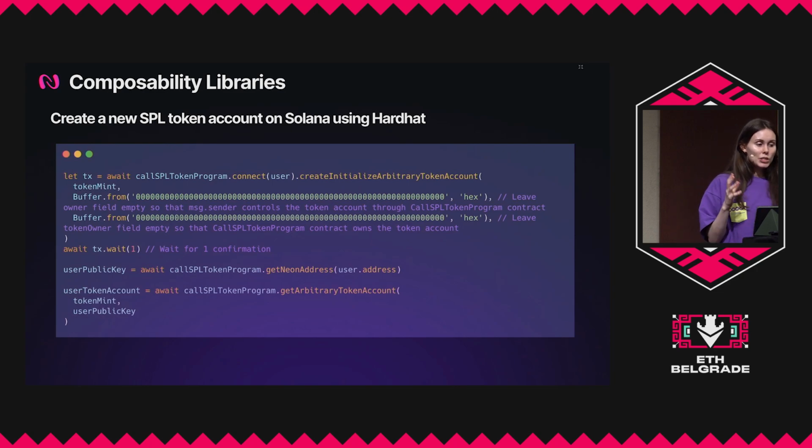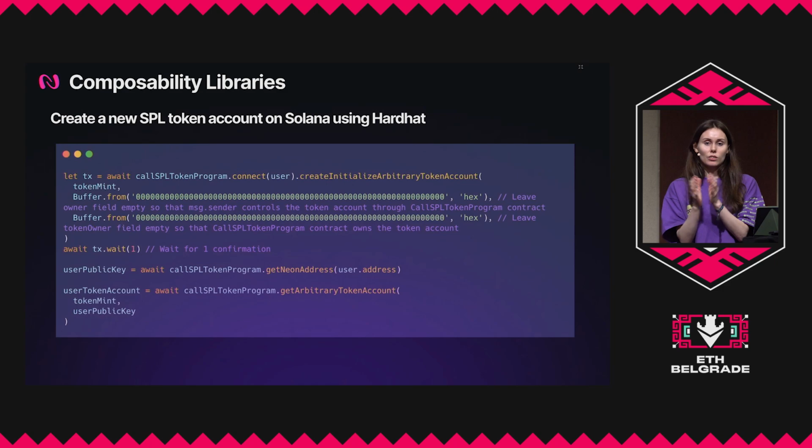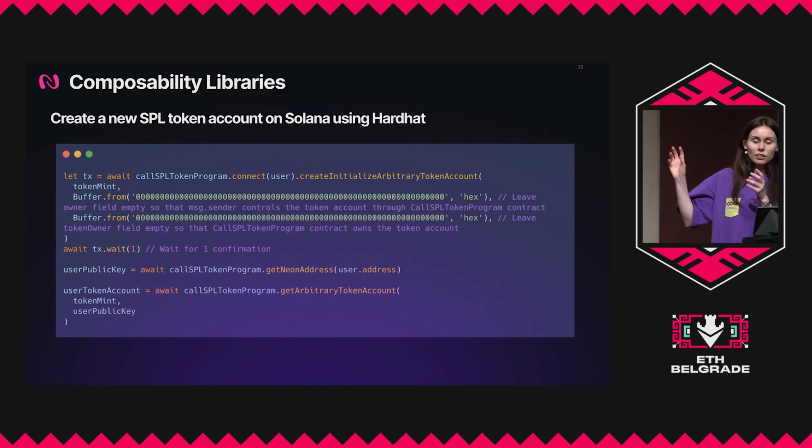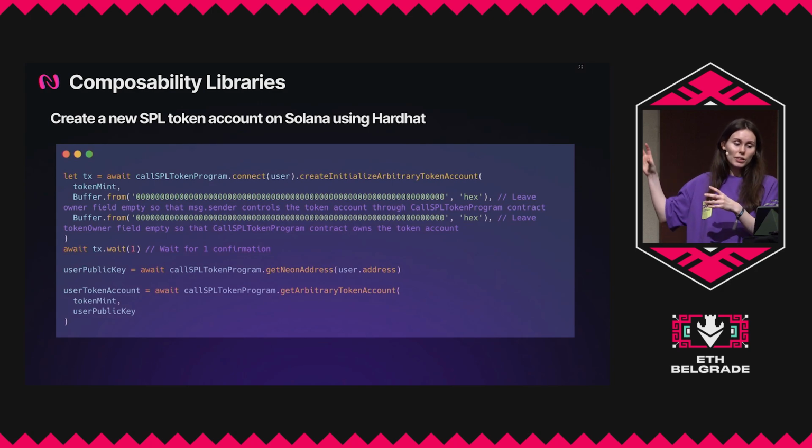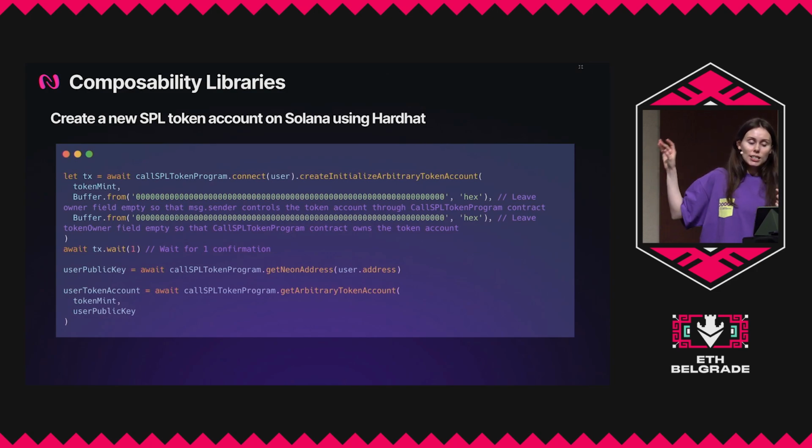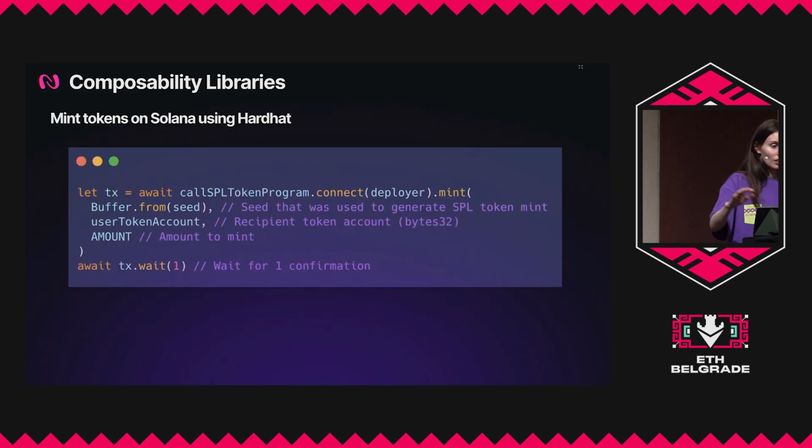And then once we deploy the token, we need to create an account that's going to hold this token. And as I've told you before, the ownership is at the Neon EVM program. That's why we leave the owner field empty. We zero it out in the first and the second row. And we get the Neon address and the arbitrary token account to which we are going to send this token, which is going to own this token mint.